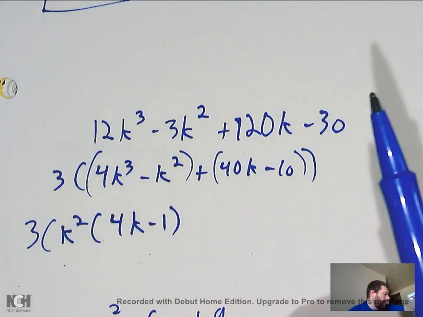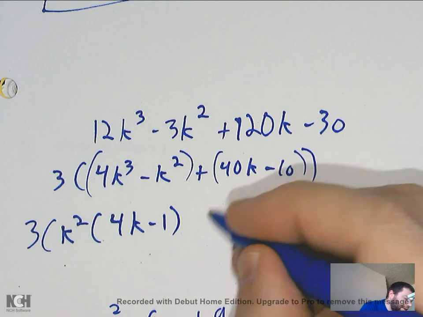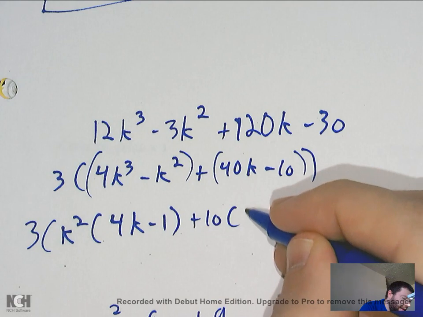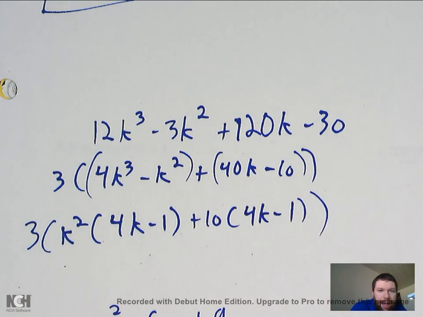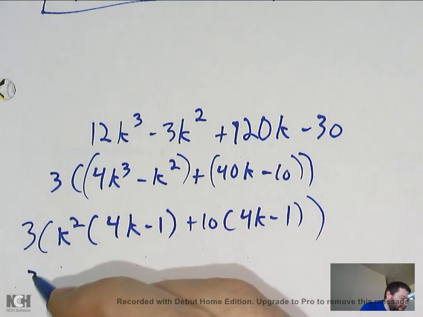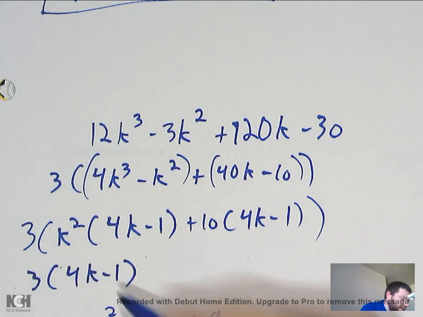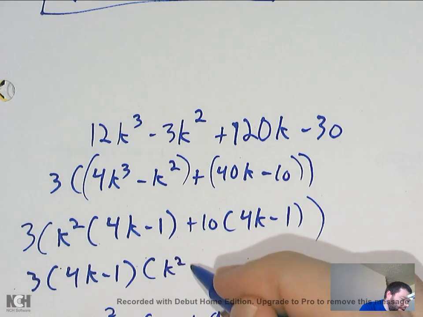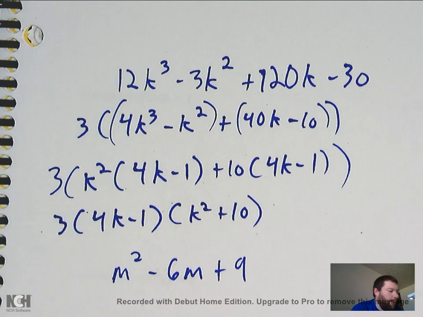Okay. So then we're going to try this one. I'm going to take out a 10, looks like. So I'd have a plus 10 times 4k minus 1. And I got the same binomial there. So again, I can factor that out in front. So I'd have 3 times 4k minus 1. And then I put what's left, k squared plus 10. And that would be my factored form.